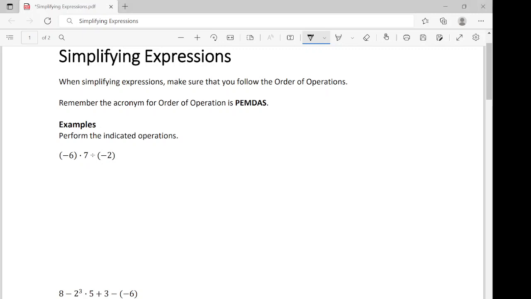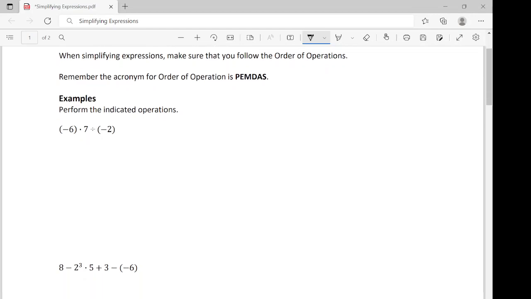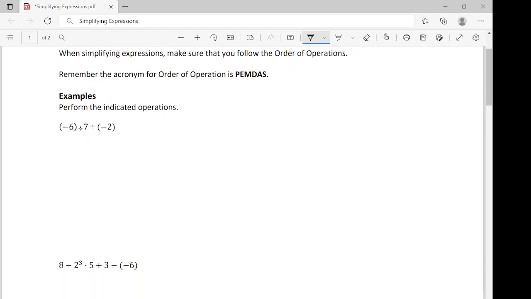When simplifying expressions, make sure that you follow the order of operations. Remember that the acronym for order of operations is PEMDAS. So you need to do parentheses, then exponents, then multiplication, then division, then addition, and then finally subtraction to be able to simplify expressions. So the first one we have is -6 times 7 divided by -2.